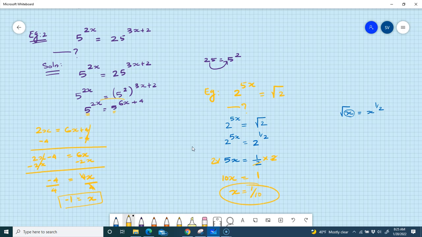So these are the types of problems that arise when you are approaching exponential equations with the same base. These are the only kinds of problems that can arise to solve. So I hope everyone understands the concept that I explained.